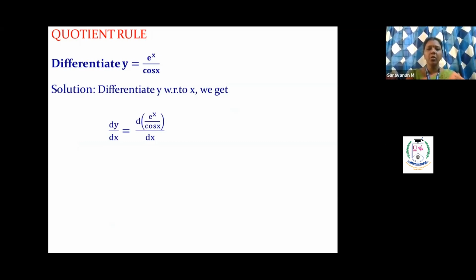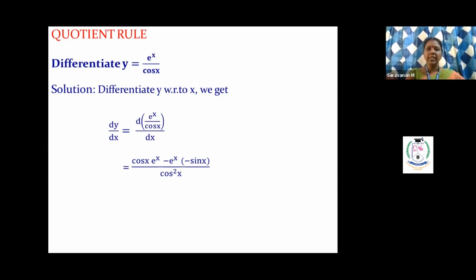What is the quotient rule? You have to square the denominator, keep v as it is, differentiate u, du/dx, minus u as it is, differentiate v, dv/dx. So it is v du/dx minus u dv/dx, divided by v squared. So what will you get? We kept cos x as it is, v, cos x, into the differential of e power x, which is e power x, minus u, which is e power x.